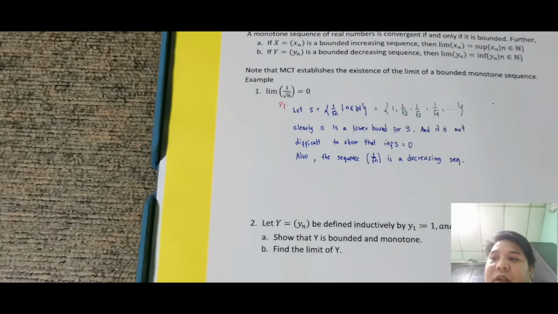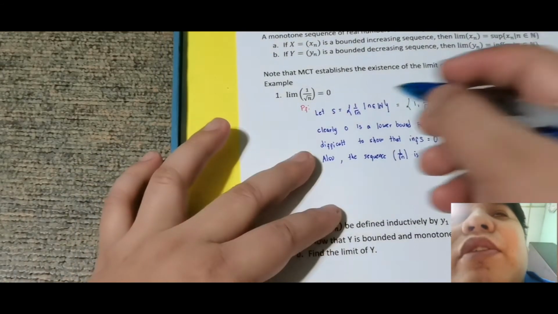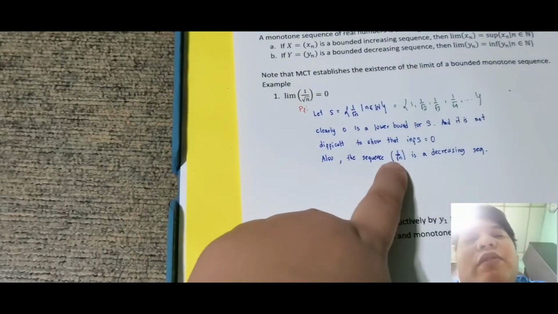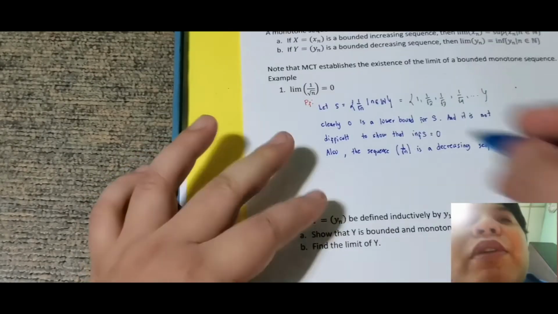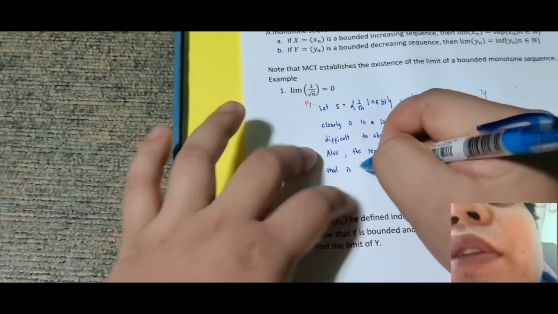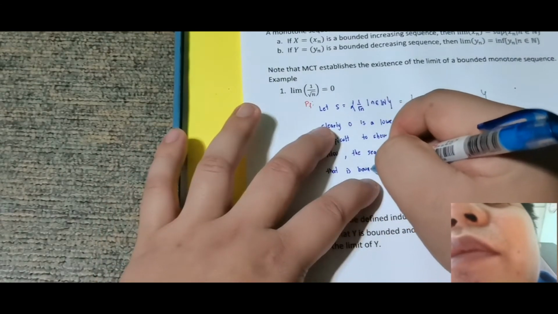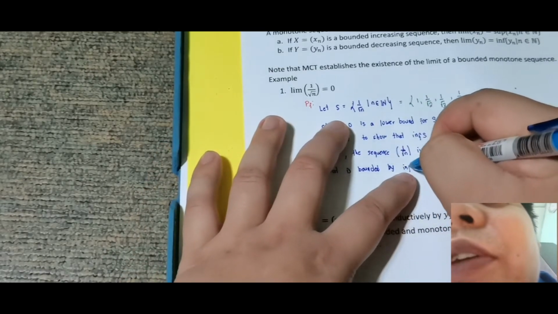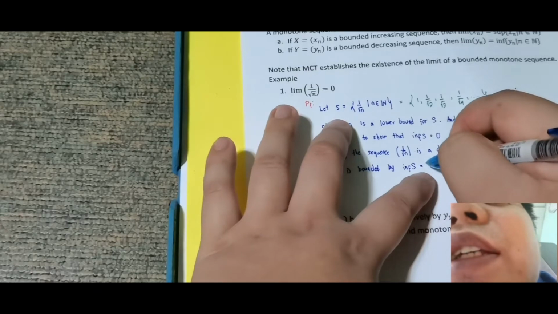Yes. Ngayon, alam ko rin na yung sequence na to is bounded. Okay, so saan siya bounded? Hindi ko siya pwede sabihin na bounded by 1. So, mas sure ako mas bounded siya by 0. Also, the sequence 1 over square root of n is a decreasing sequence that is bounded by the infimum of S, which is equal to 0.